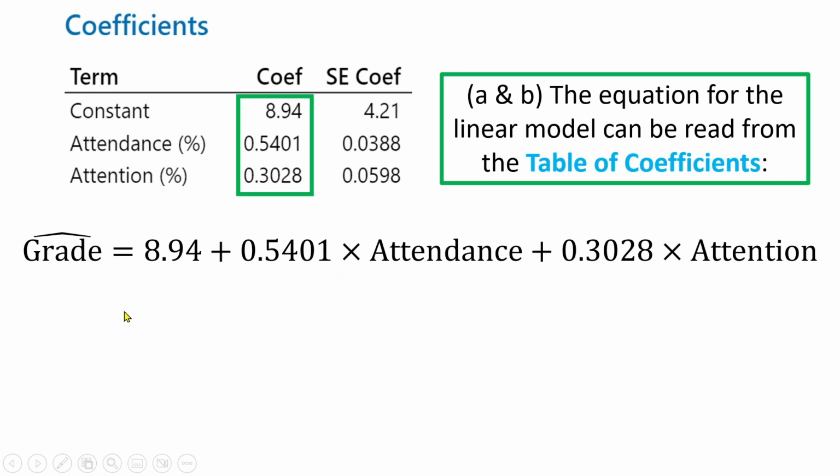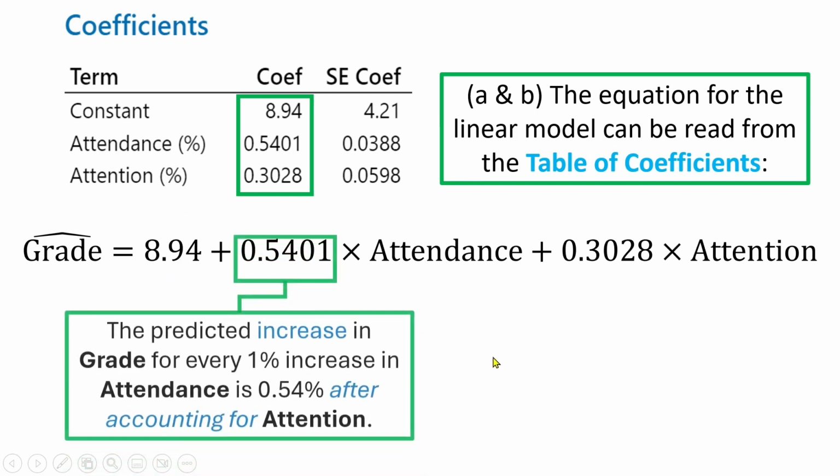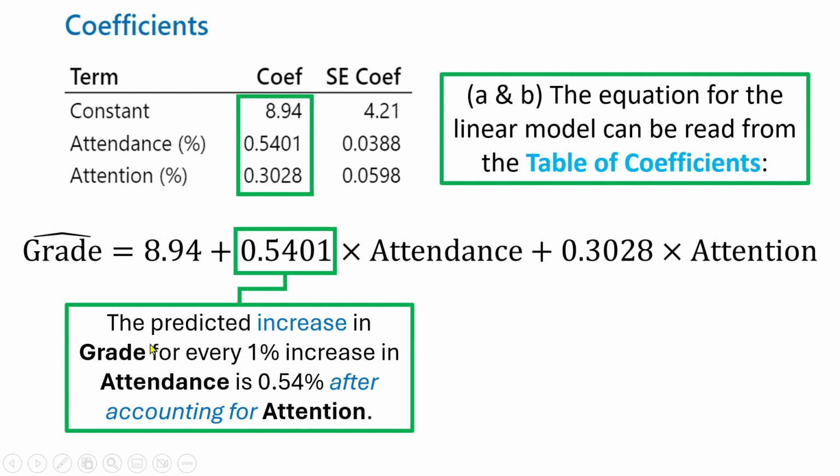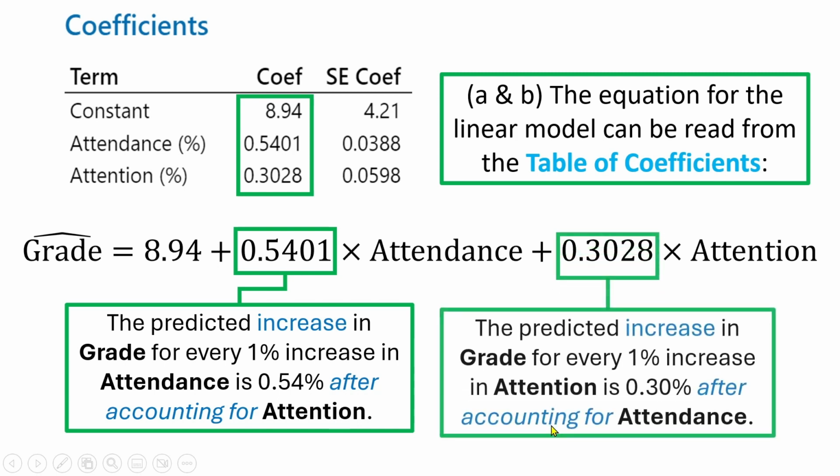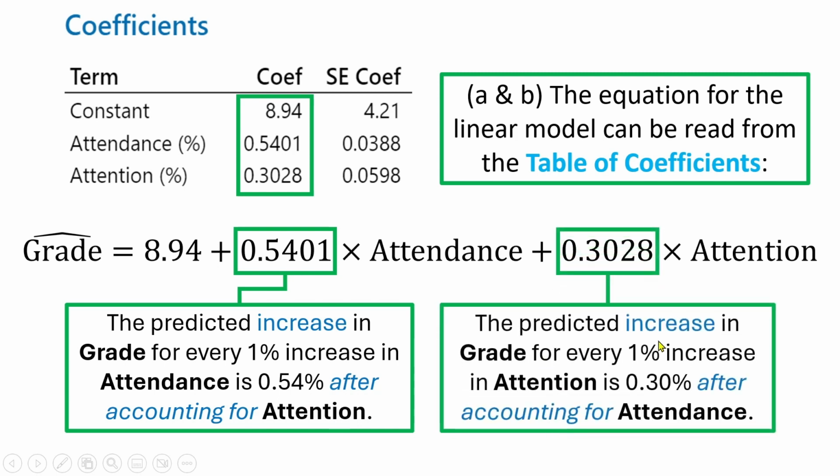What do these numbers mean? Well, we're not going to interpret the constant or the intercept, but we will interpret the slope. So this number says that the predicted increase in grade for every 1% increase in attendance is 0.54% after accounting for attention. And similarly, the predicted increase in grade for every 1% increase in attention is 0.30% after accounting for attendance.